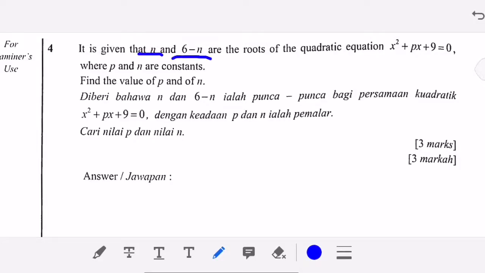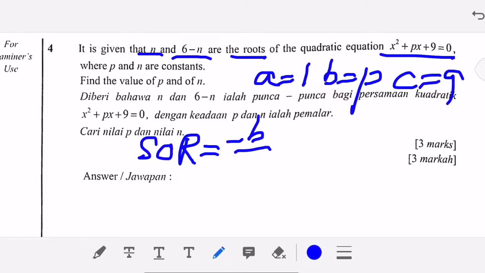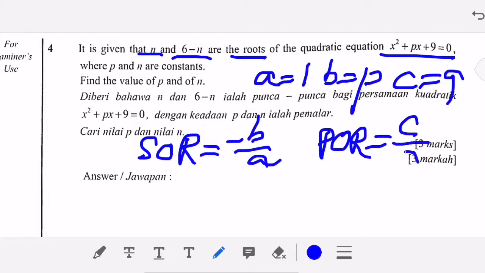For question 3, it is given that n and 6 minus n are the roots of the quadratic equation x squared plus px plus 9 equal to 0. So the moment you see the quadratic equation, make sure it's in general form. Then you list out your a, your b, your c. Okay, then you write the formula for sum of the roots, negative b over a, and product of the roots, c over a. And then you just substitute your a, b, c into the formula, and then you take the two roots and sum up.